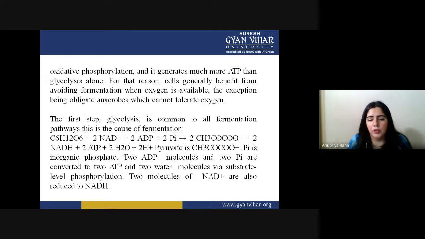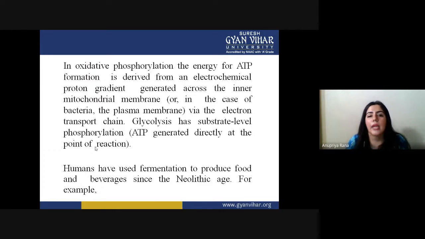Now you can say Pi is an inorganic phosphate. 2 ADP molecules and 2 Pi, that is phosphate molecules, are converted into 2 ATP and 2 water molecules via substrate level phosphorylation. So this whole process is called substrate level phosphorylation, where 2 ATP and 2 water molecules are going to be produced. So 2 molecules of NAD are also reduced to NADH.